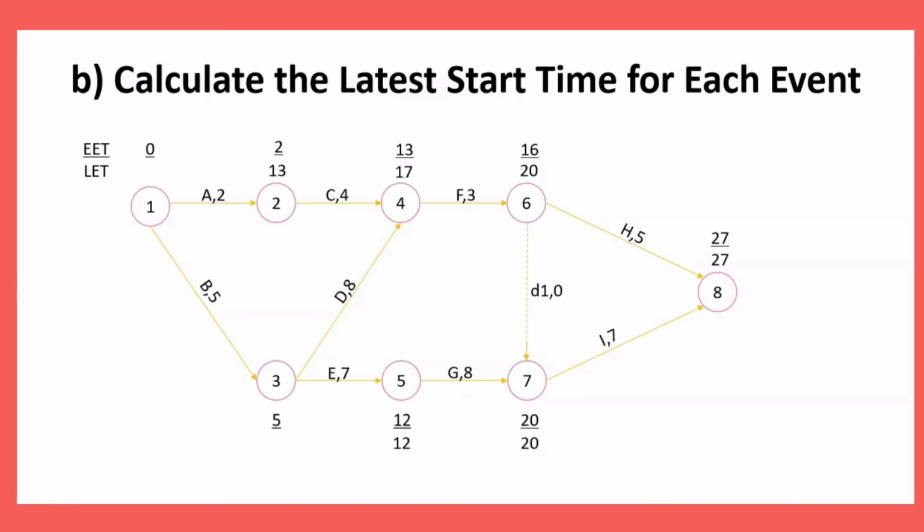To calculate the LET of node number 3, as we can see, activity E with the duration time of 7 is linked with node 5. So it means that the LET of node 5, which is 12, will be minus 7, and we will get 5 for the LET in node 3.